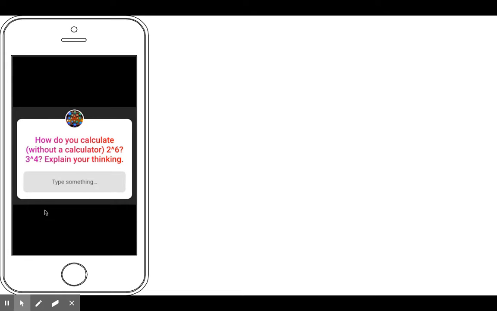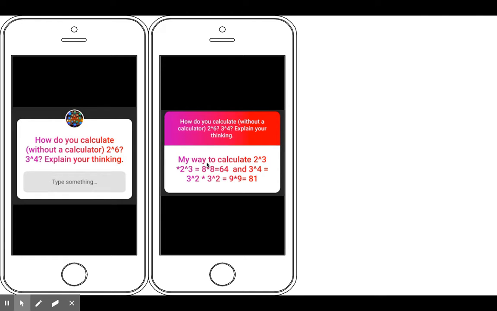So I actually went to Instagram and I posted this question: how do you calculate without a calculator 2 to the 6, 3 to the fourth? Explain your thinking. And I got some responses. This first person kind of said what I expected. My way to calculate would be 2 to the third times 2 to the third. And we know that you can add the exponents, equaling 6 here. And so 2 to the third we know is 8. 8 times 8 is 64.